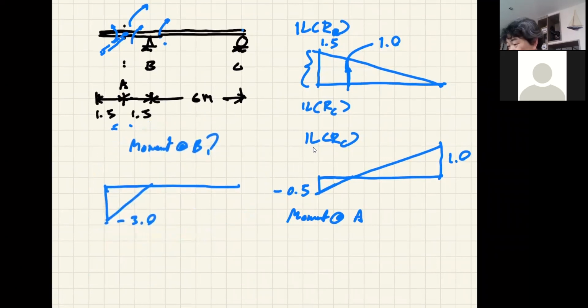Okay, and then moment at A. It should begin here where A is, and then the rest is 0. And the value of the moment at A shall be, when you apply the unit load there at the tip of the structure here, multiplied by 1.5. So that becomes minus 1.5. That is your moment at A.